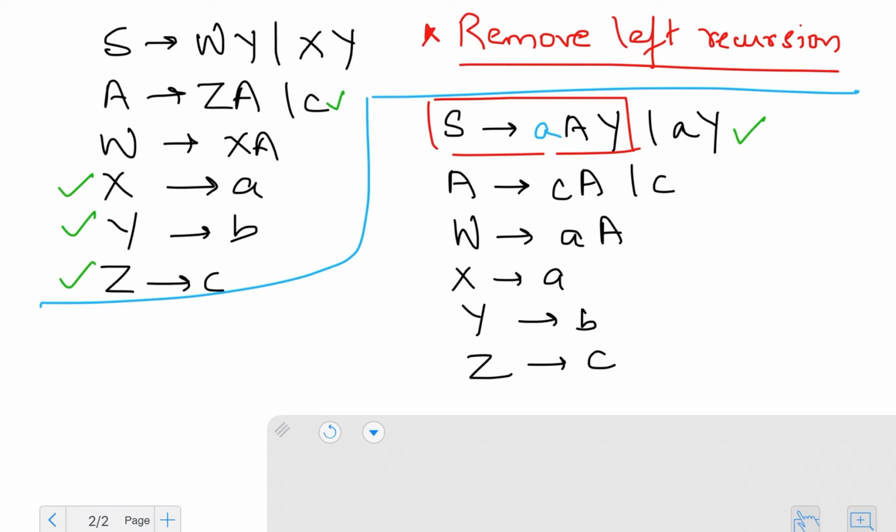I hope you remember the previous video. If you haven't watched it, the link is in the description, where we talked about removing left recursion. Just convert the left recursion to a right recursion, and then you can proceed to just converting the production rules to GNF. So I hope you understood the Greibach normal form from this video.